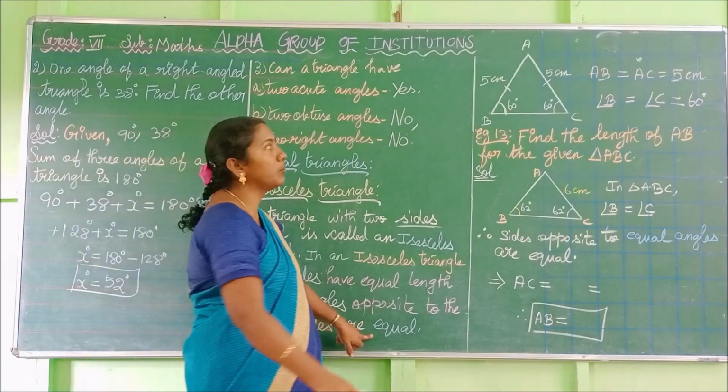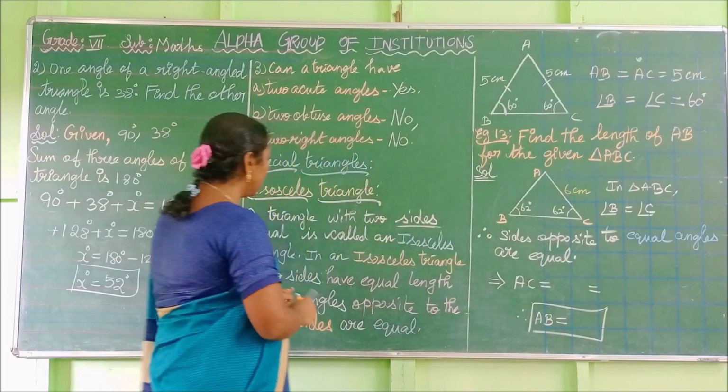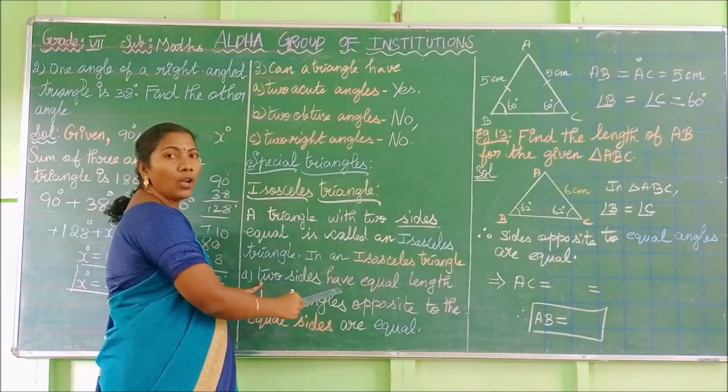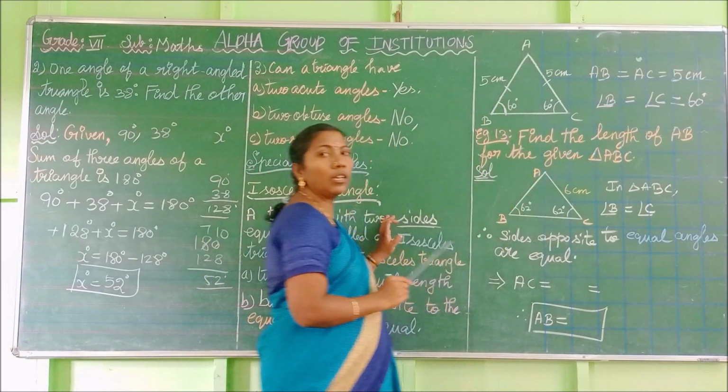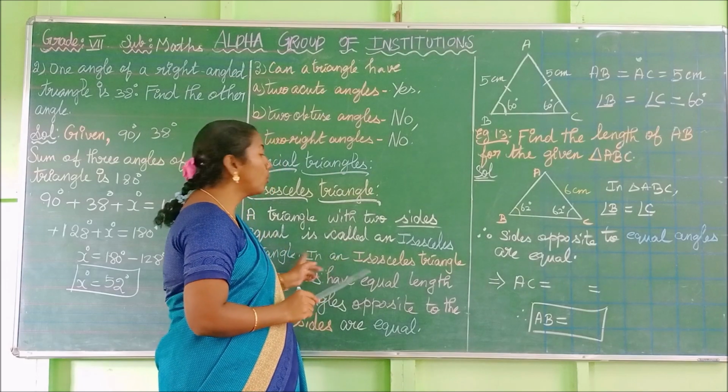You can easily understand by seeing this diagram. See here, children, what is the first one? Two sides have equal length. This is the triangle ABC. According to the definition of an isosceles triangle, two sides are equal.